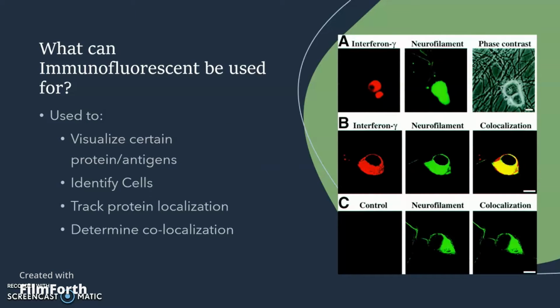So, what can immunofluorescence be used for? First, it can be used for visualizing particular proteins and antigens. It can be used to identify particular cells, track protein movement, and determine co-localization. And so if you look on the right here, you can see an image of an interferon and neurofilament being immunostained with red and green. You can see further to the right in panel B that both of these happen to be co-localizing in the same region of the cell.